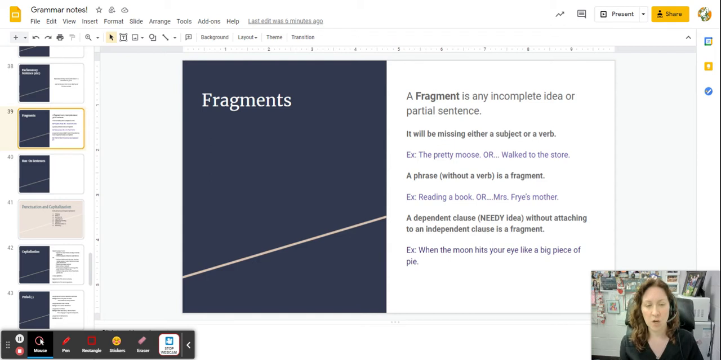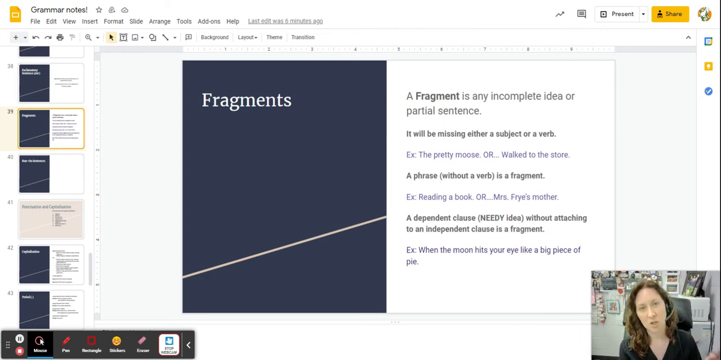The second one here on the slide says a phrase without a verb is a fragment. So, reading a book, we said would be a gerund phrase. But what is reading a book? Reading a book is my favorite thing to do. It may not be yours, but you may like All Quiet right now. Who knows? Or if I just said Miss Frye's mother could be in a positive phrase that would rename a lady named Becky. Either way, it's going to be a fragment because there's no verb there.